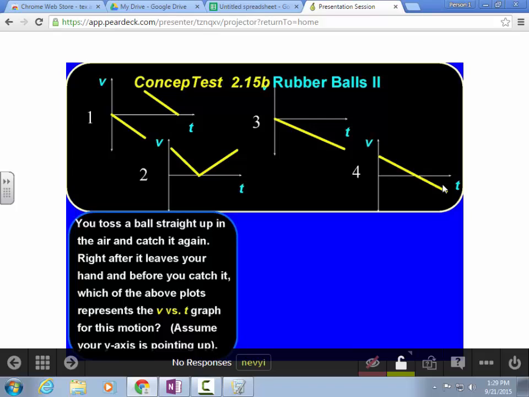All right, so rubber balls. You toss a ball straight up in the air and catch it again. Right after it leaves your hand and before you catch it, what's the V versus T graph? 15 seconds. Very good.